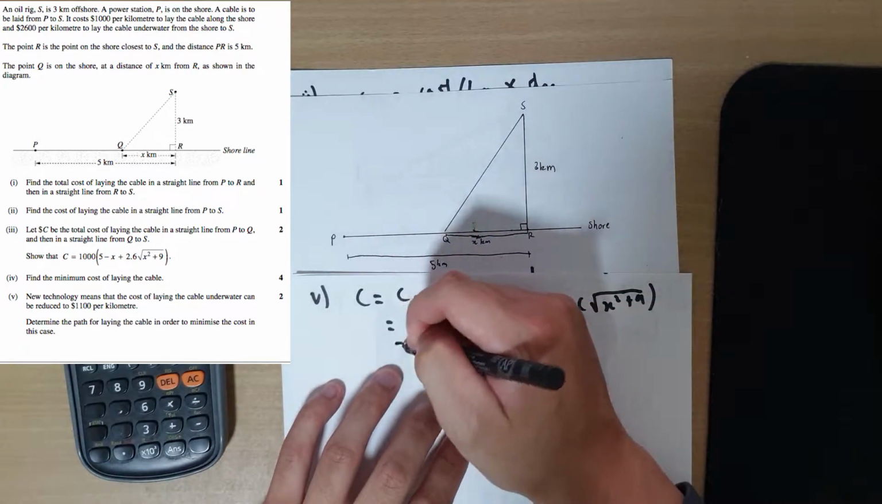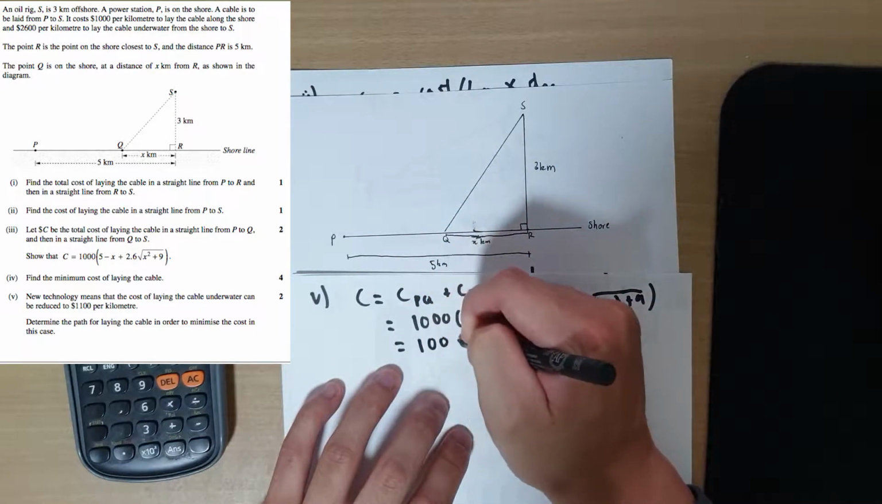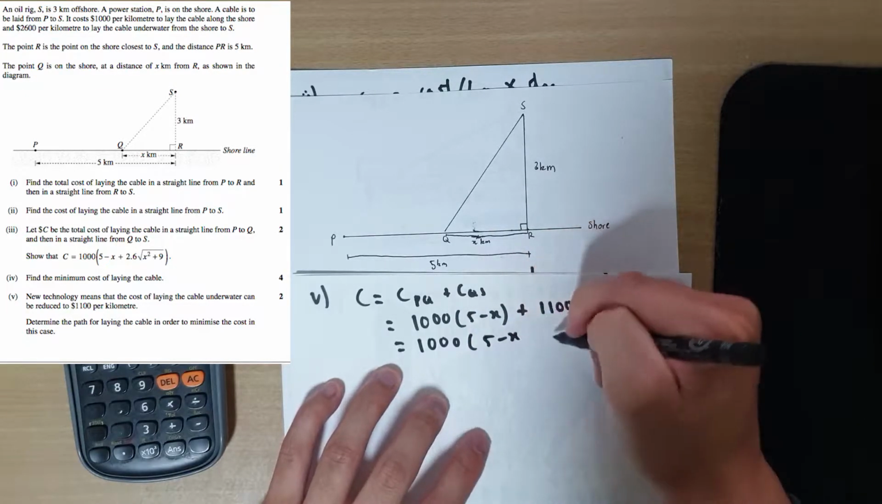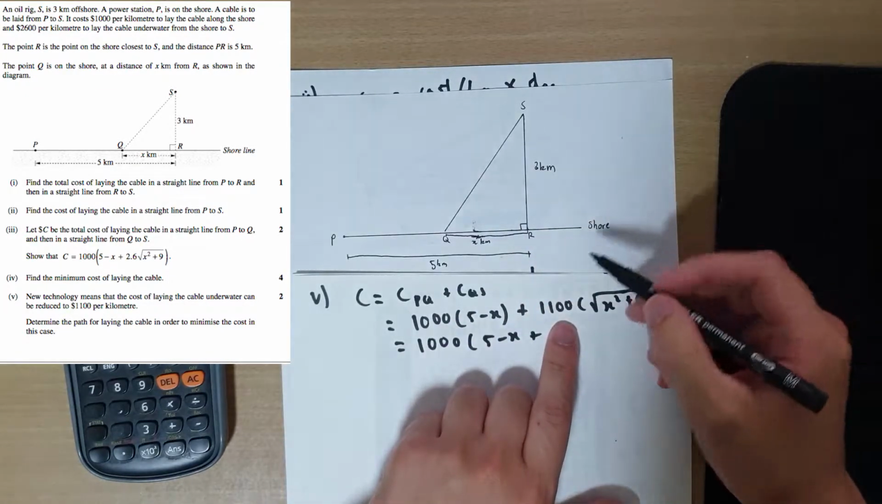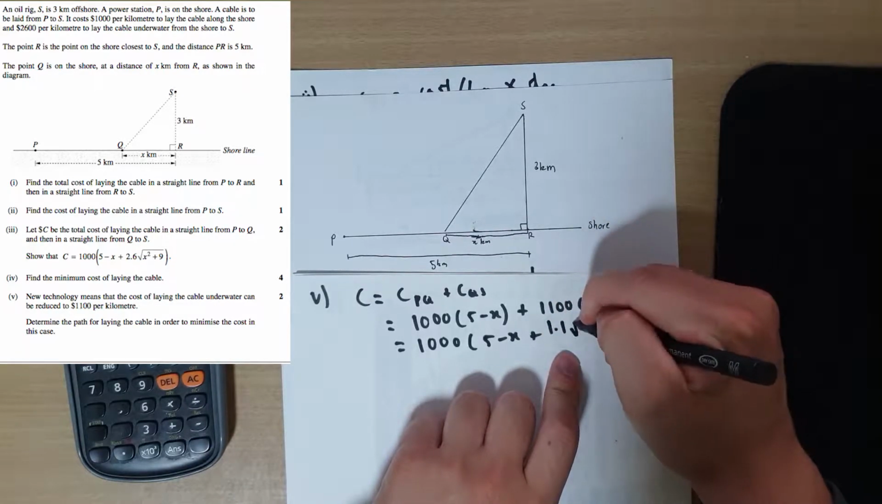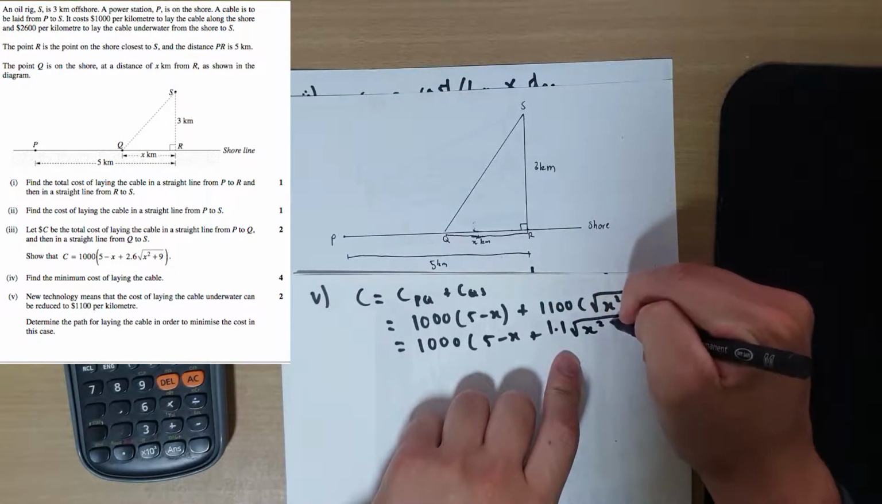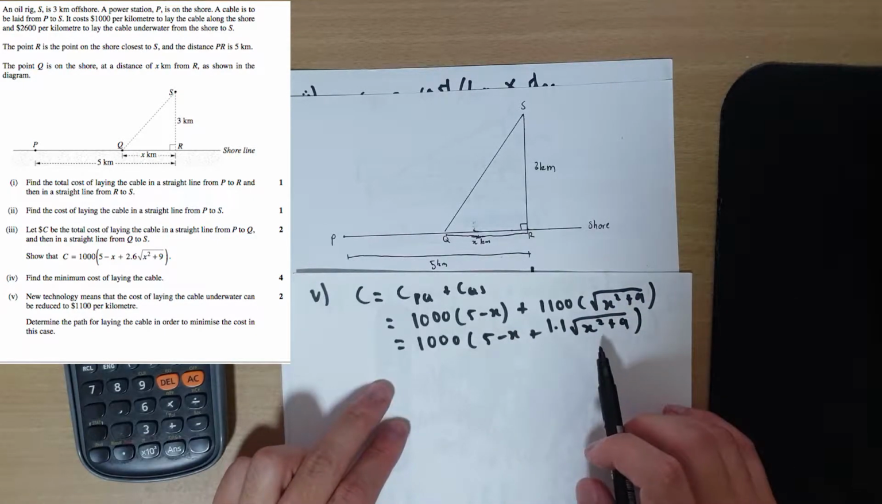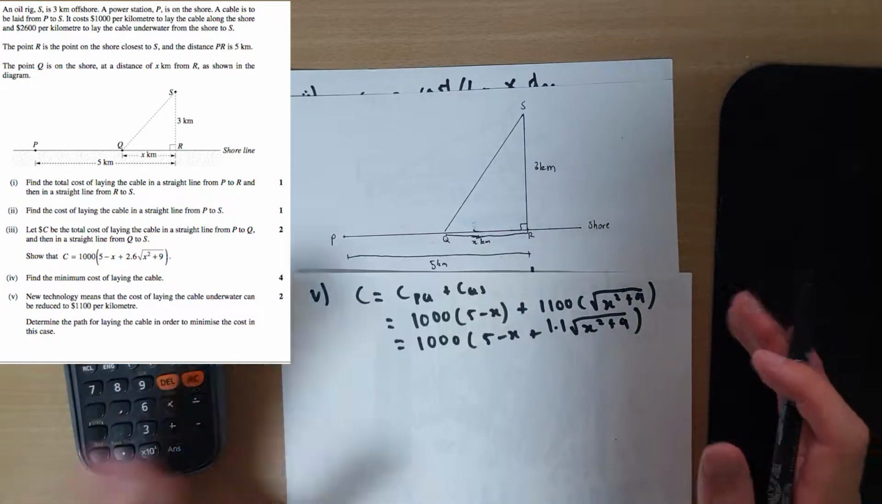So let's clean this up such that it's something easy to work with. Let's factor out the 1,000 like previously: 5 minus X, plus 1,000 divided out of 1,100, it's 1.1 root (x squared plus 9). Cool, so that's our cost equation with our new $1,100 cost.